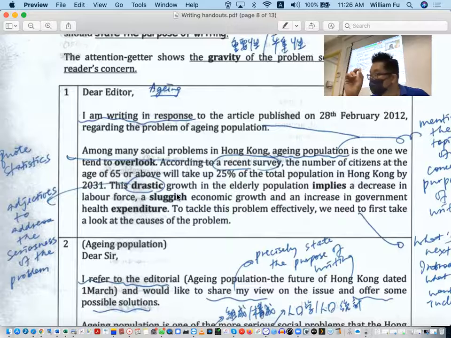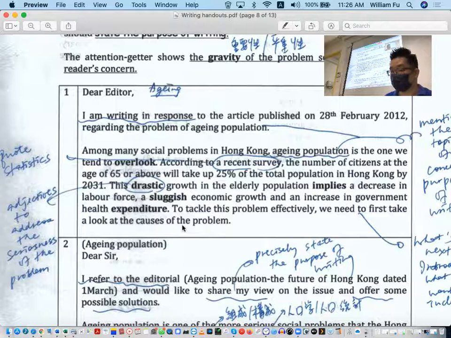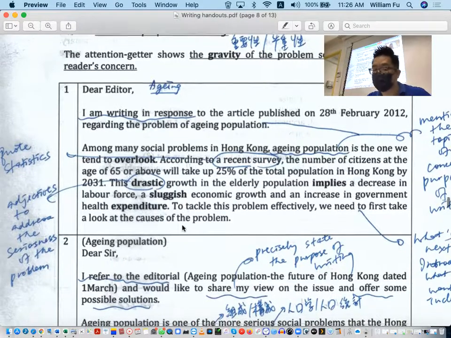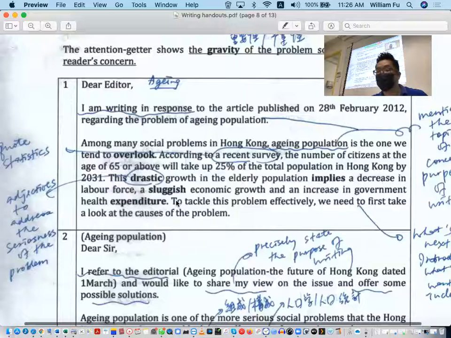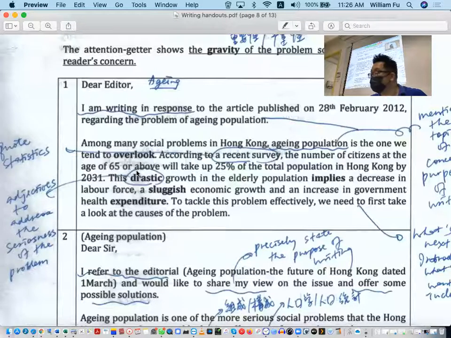And then the last sentence. The last sentence tells the direction of your writing. To tackle the problem effectively, we need to first take a look at the causes of the problem. Then you know what you're going to discuss in the coming paragraph. So we need to first take a look at the causes of the problem. Now, first, what did the writer use? Statistics first. And then use some adjectives to try to explain the statistics. Don't just give the stat without any explanation, because the readers may not be as sharp as you. Okay, first one.